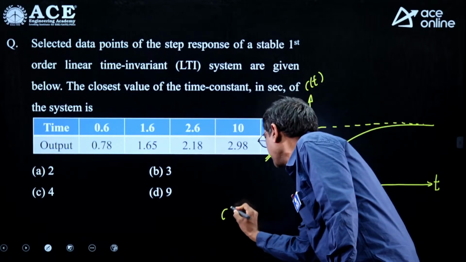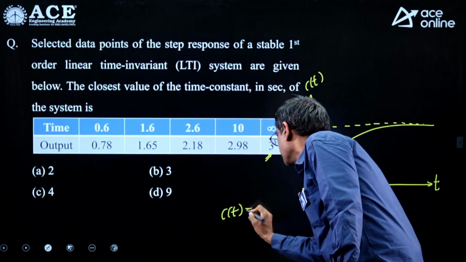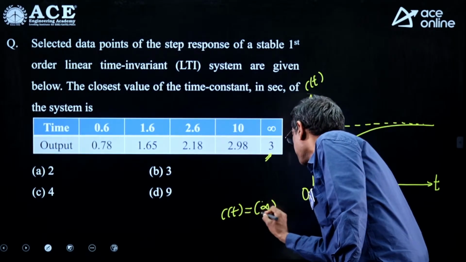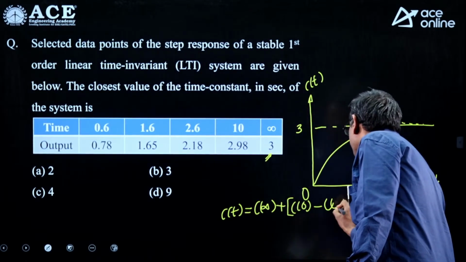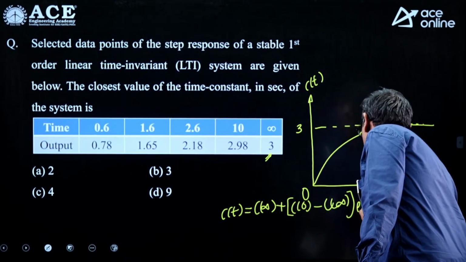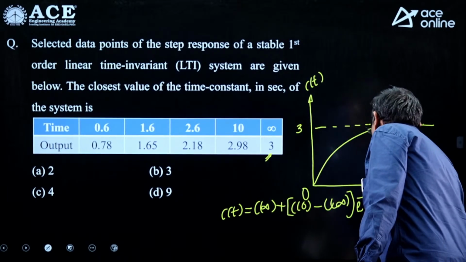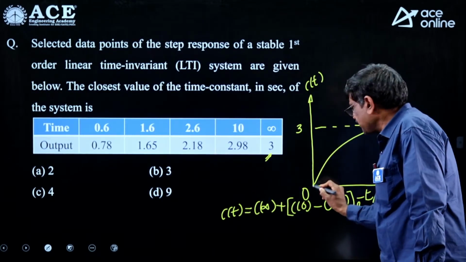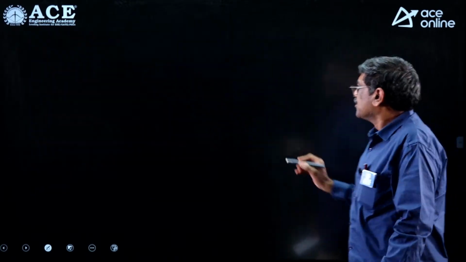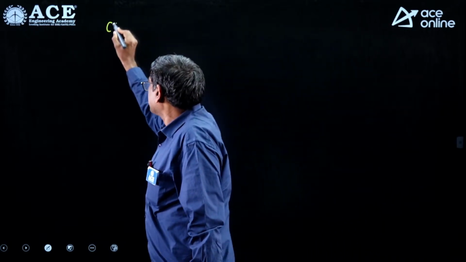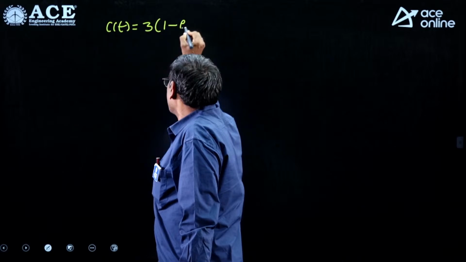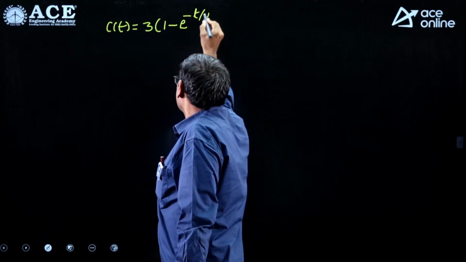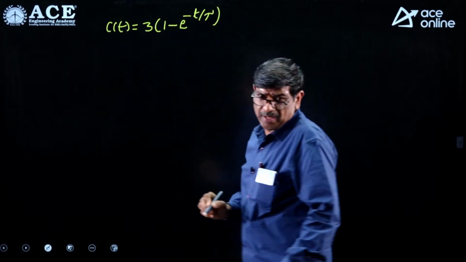c of t equal to c of infinity plus c naught minus c of infinity, e power minus t by tau. So what is c of infinity? 3. What is c naught? 0. You substitute this. So you will get the output equation is c of t equal to 3 into 1 minus e power minus t by tau. So this is the output equation.